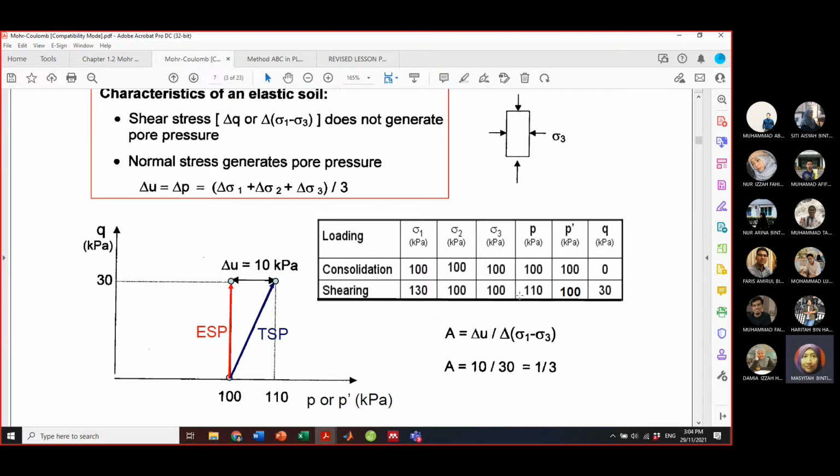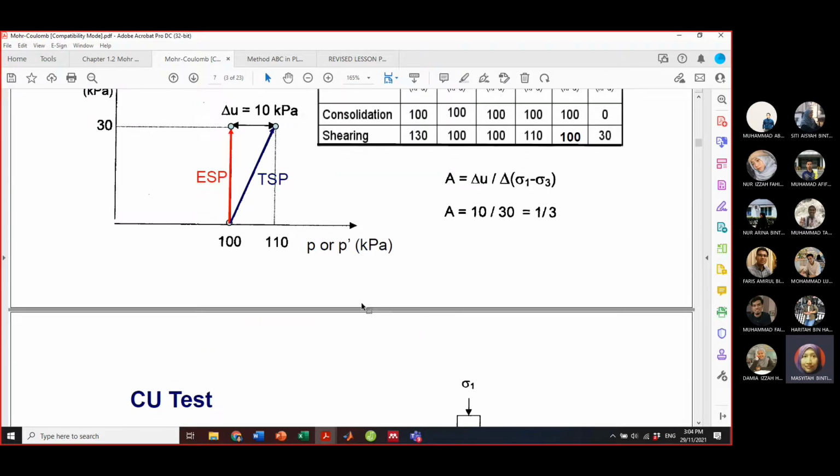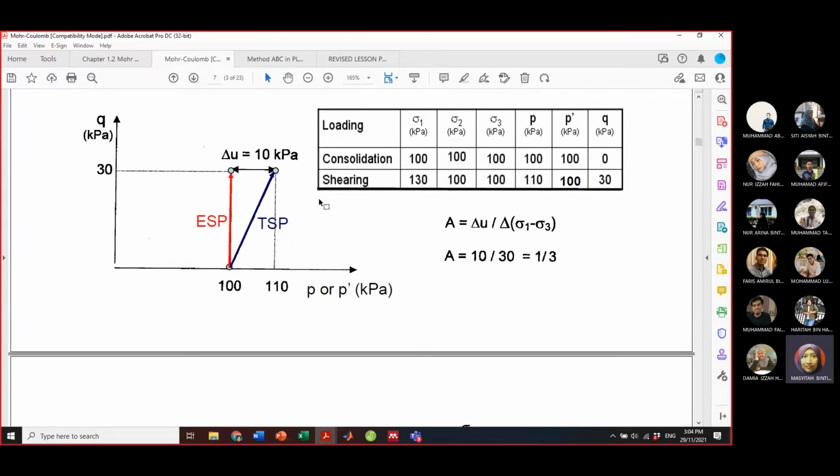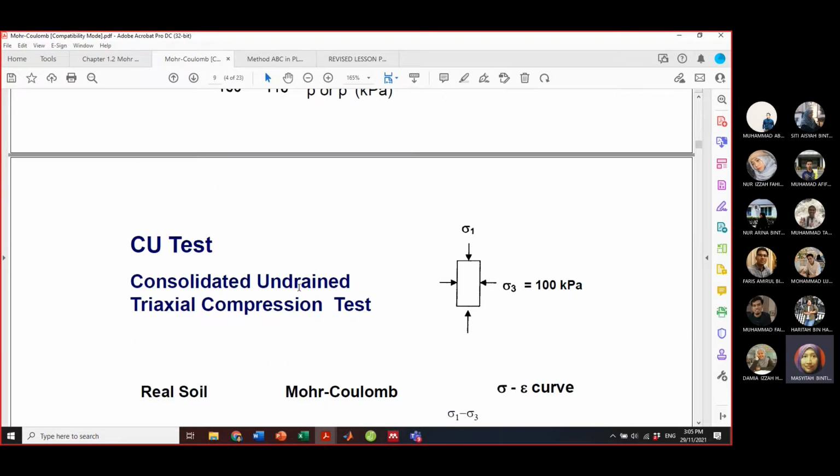So mana dia dapat daripada result kat sini lah, 100 tolak dengan 110. So you akan nampak change in the pore water pressure. So deviated stress is a stress between sigma 1 dan juga sigma 3. So yang ni pun stress path lah. Tapi sekarang stress path is not S and T and S lah. Dia lebih kepada Q dan juga P.